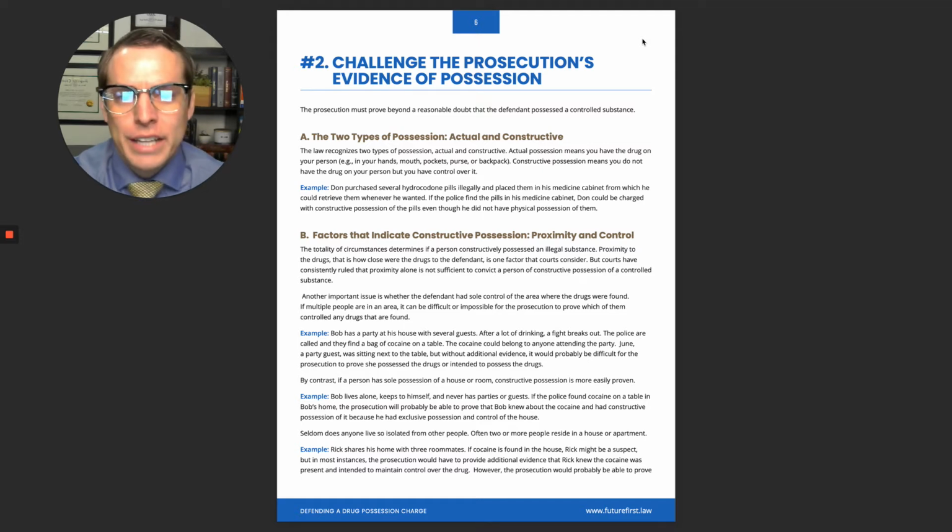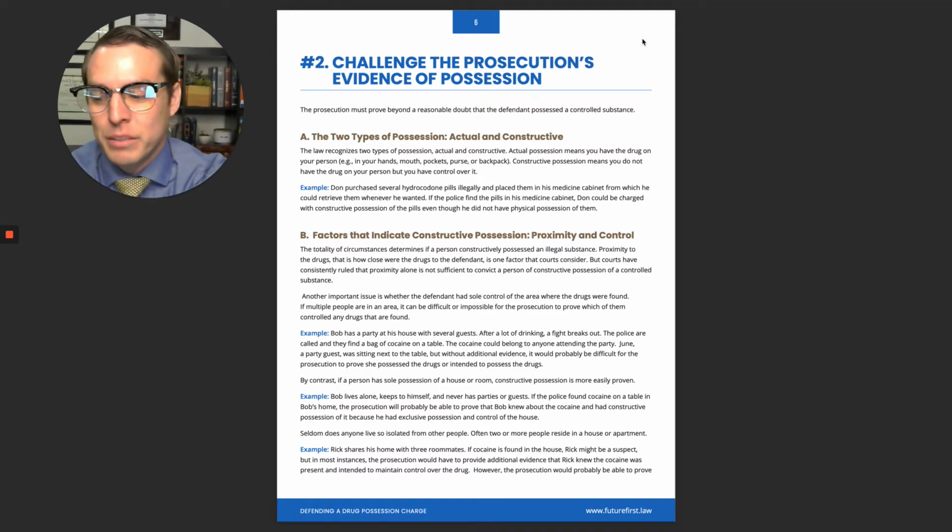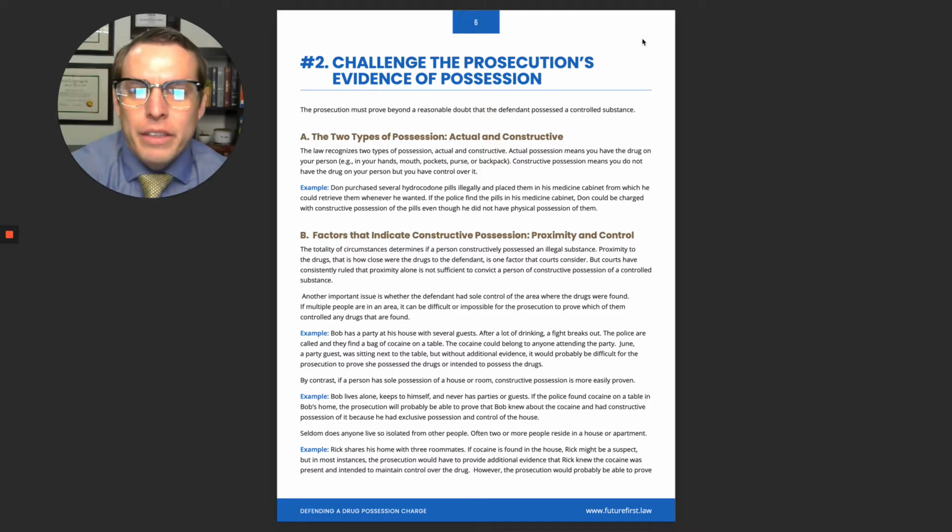Anyways, factors that indicate constructive possession are proximity and control. The totality of circumstances determines if a person constructively possessed an illegal substance. Proximity to the drug, that is, how close the drugs were to the defendant, is one of the factors that the court considers. More specifically, it's what the police officers consider. Courts have consistently ruled that proximity alone is not sufficient to convict a person of constructive possession of a controlled substance. We'll get into this more.